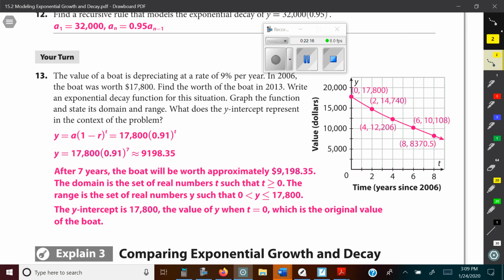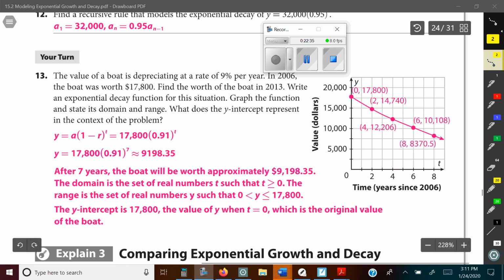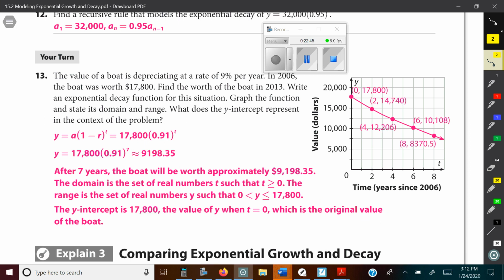Okay. And as far as the y-intercept in terms of context, the 17,800 is how much the boat was worth when it was first purchased. So that's the value of the boat at the original value, and that's a decay. So to recap, that is exponential growth and decay, modeling it, graphing it, and describing what's going on with the graph.